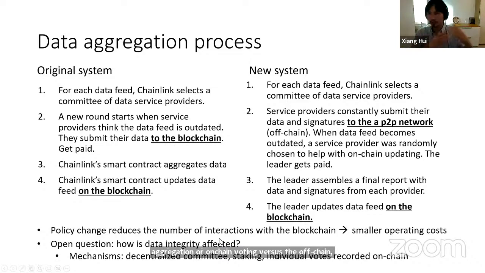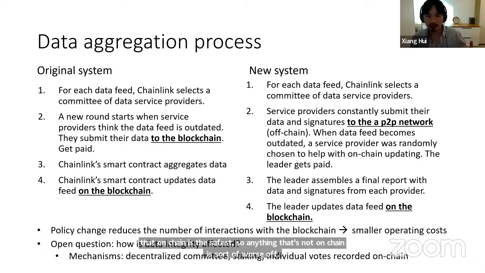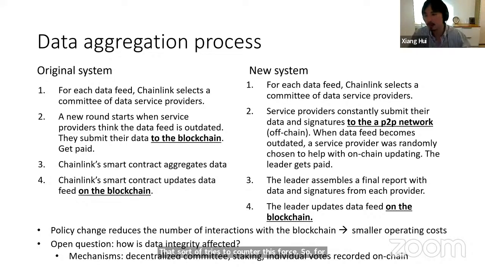It depends on the performance of on-chain aggregation or on-chain voting versus the off-chain peer-to-peer network voting. As I was saying, there's reasons to believe that on-chain is the safest. So anything that's not on-chain is sort of worse off. But then on the other hand, we also need to realize that we have certain mechanisms in the P2P network that sort of try to counter this force. So for example, even in the P2P network, we have 16 service providers on average, which means that we still have a decentralized voting. So it's not like you can corrupt just a couple of nodes or a couple of service providers, because it's going to be washed away by taking the median.